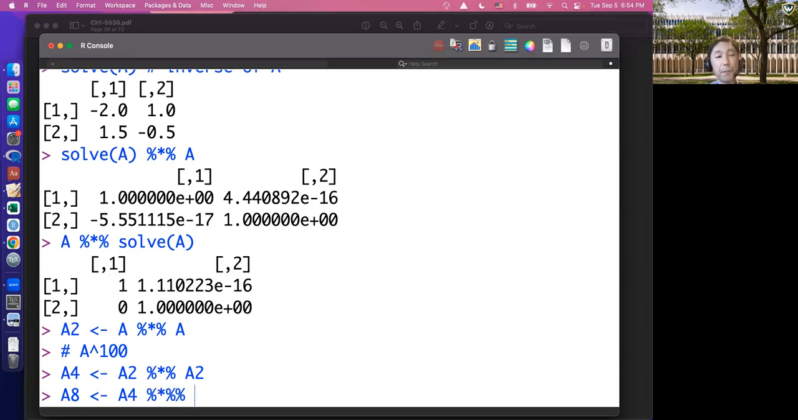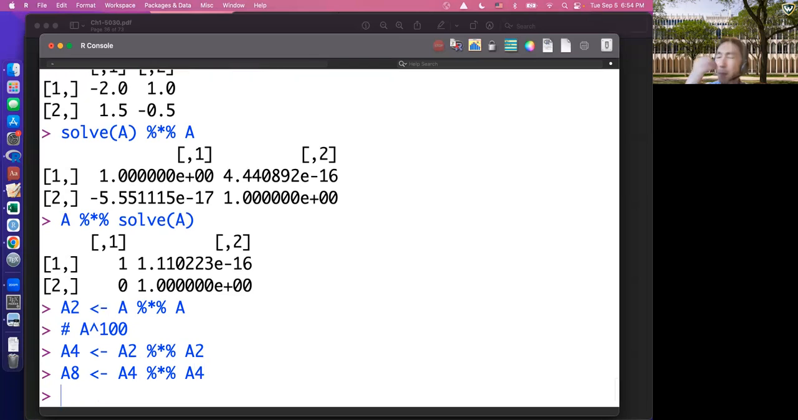Exponent of A, yes. I think some optional package can do that. Sorry, I couldn't remember the exact function, but I think I have seen that function before. Other questions?